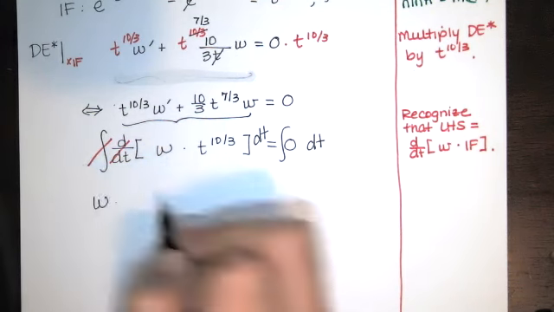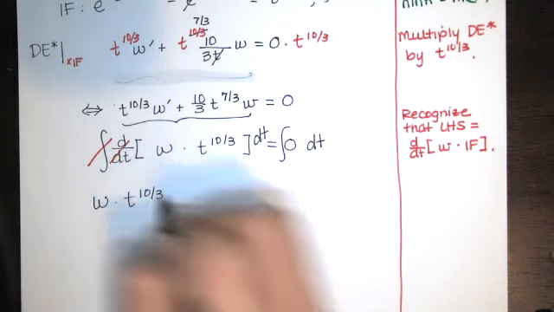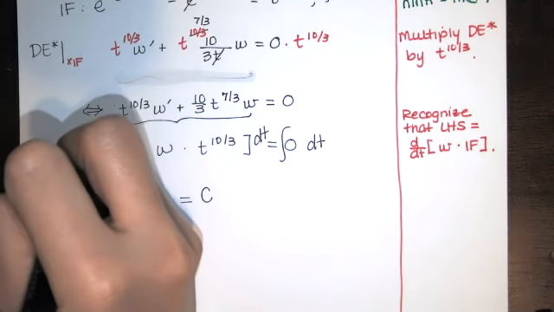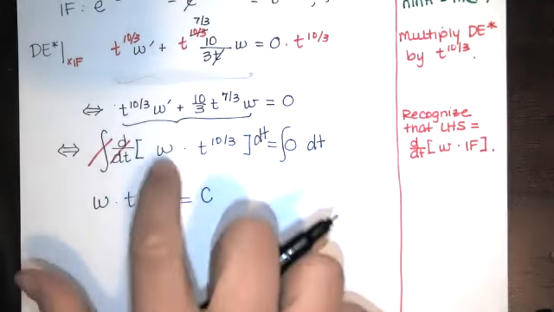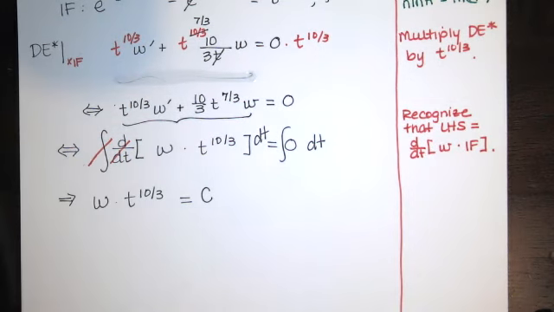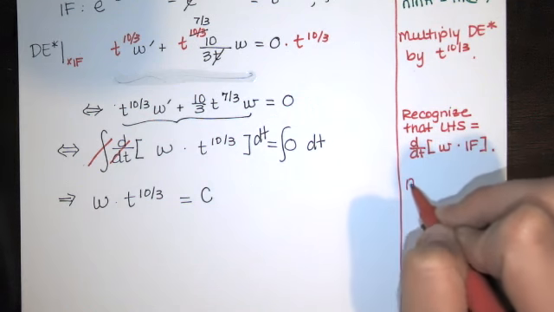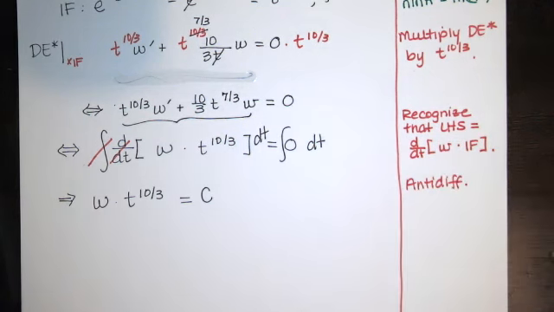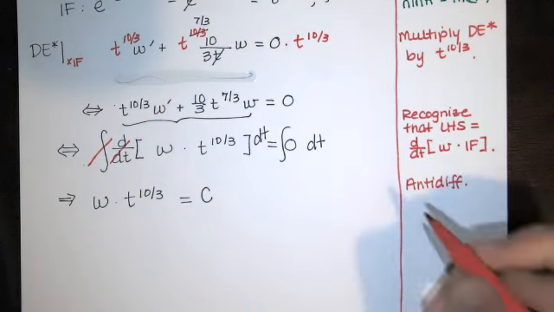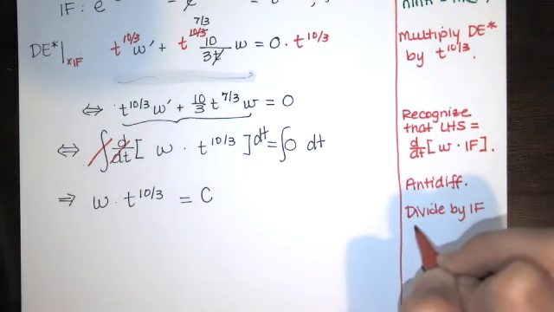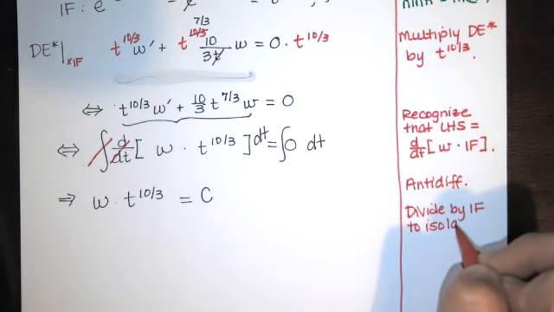And now you're just a couple of steps away from isolating w. We've got the derivative of this product equals 0. To get rid of the derivative, we anti-differentiate both sides with respect to t, so don't forget the dt's on both sides. And the antiderivative of the derivative is the original function. So you've got w times t to the 10/3 equals the antiderivative of 0, which is just a constant. This was equivalent to this, and then we anti-differentiated both sides and we got that. Just undoing that differentiation with anti-differentiation, and then we'll divide by the integrating factor to isolate w.